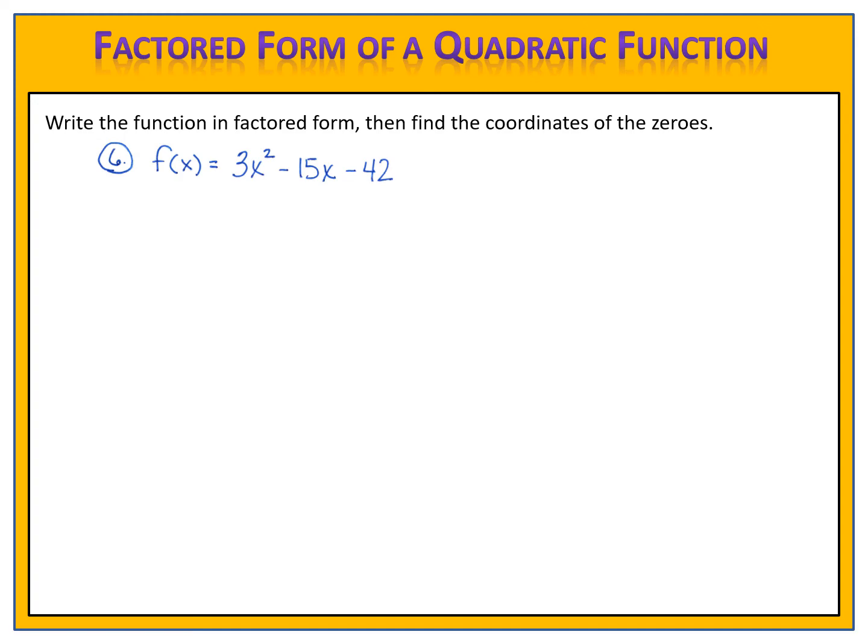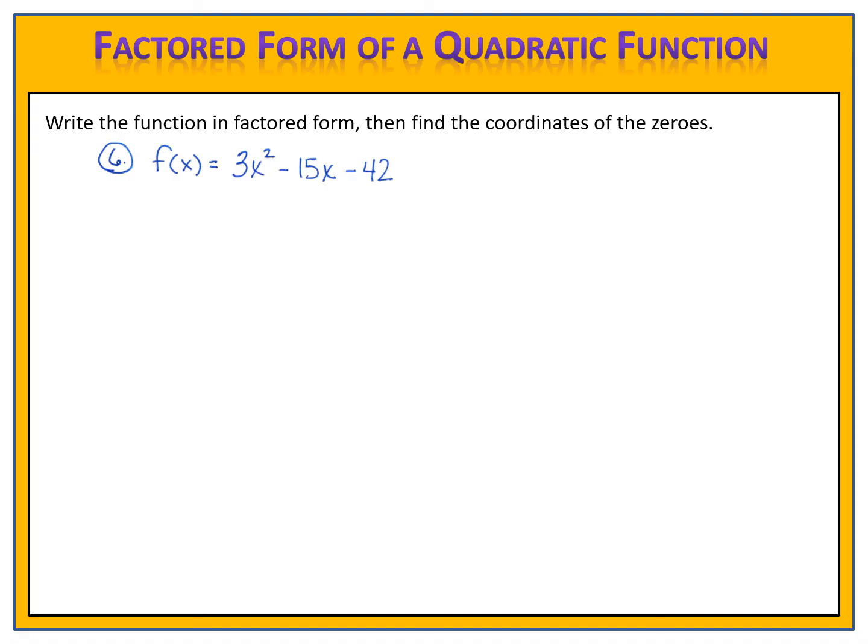Exercise 6 is for you to try. Begin by taking out the greatest common factor, and then factor the resulting trinomial. Write the function in factored form, and then find the coordinates of the zeros. Please pause the video here and come back when you're ready to compare answers.